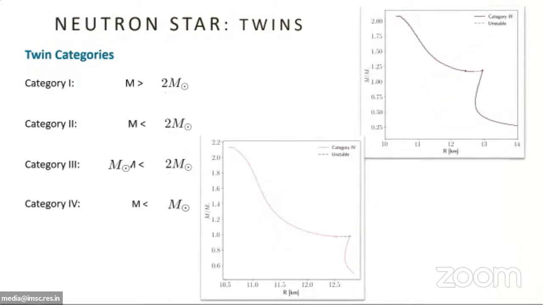We can also have this type of case, which I have shown earlier. This is the first hadronic branch. This is the second, let us say, quark branch, and these two stars have the same masses. These are called category 3 twins.